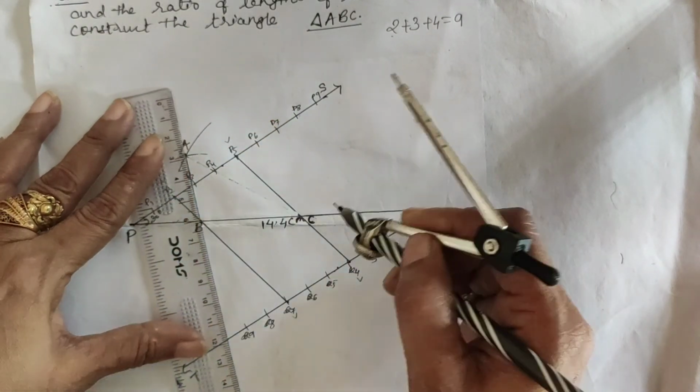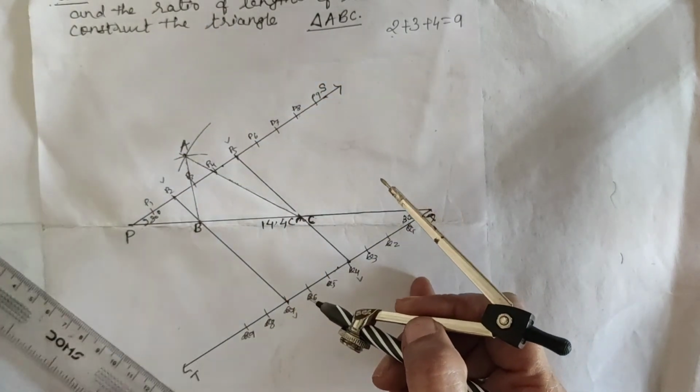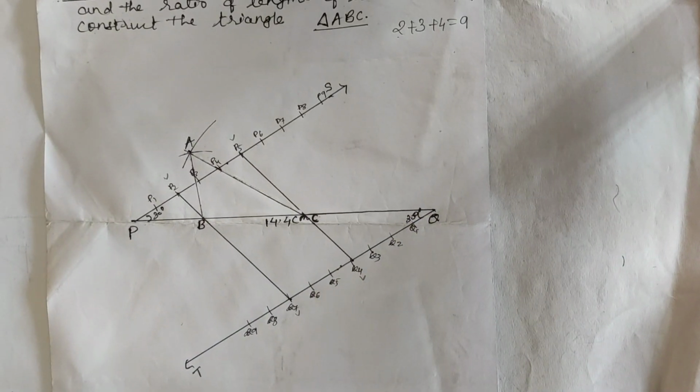Join segment AB and segment AC. So this is the required triangle ABC. I hope you understood this construction very well.